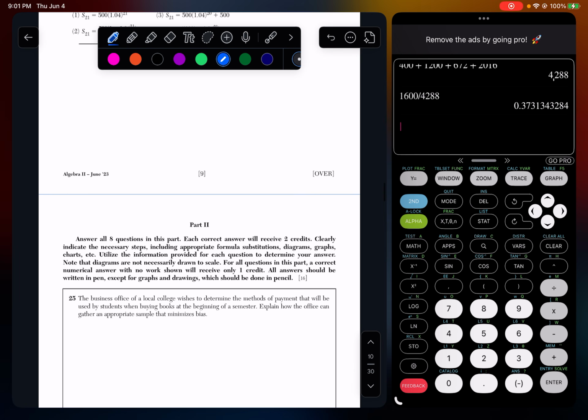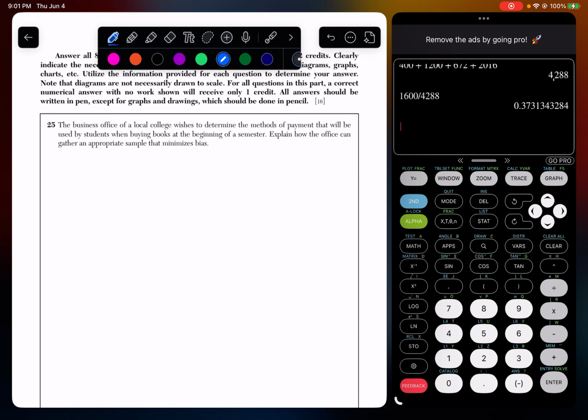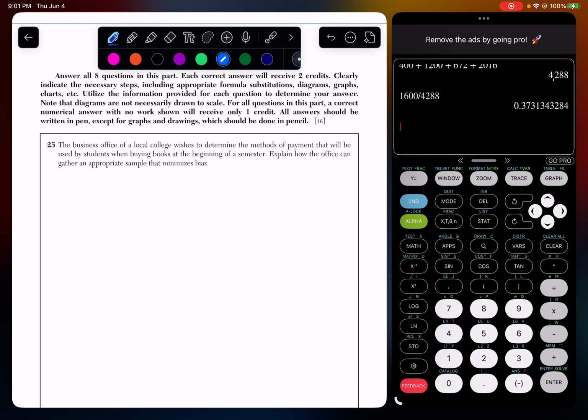So there is, I forgot one other one. You might get these questions about survey design. So something like, the business office of a local college wishes to determine the methods of payment that will be used by students when buying books at the beginning of a semester. Explain how the office can gather an appropriate sample that minimizes bias.